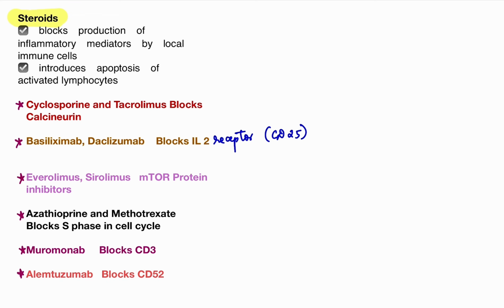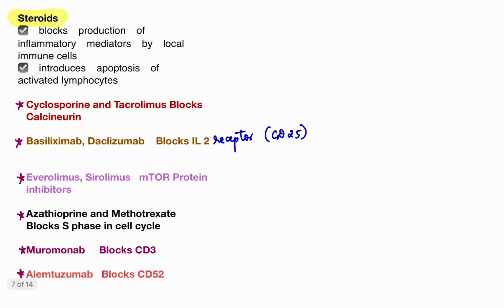Basiliximab and daclizumab block the interleukin-2 receptor, which means they block CD25 receptors. Everolimus and sirolimus are mTOR protein inhibitors. Azathioprine and methotrexate block the S phase in the cell cycle. Muromonab blocks CD3. Alemtuzumab blocks CD52.